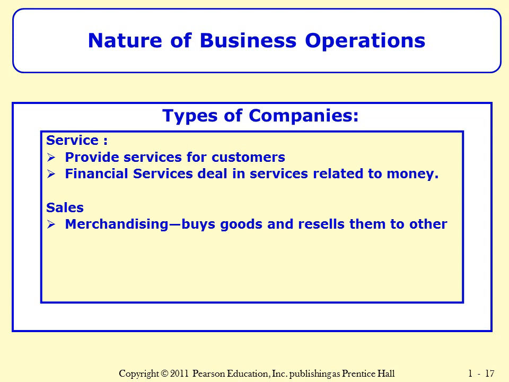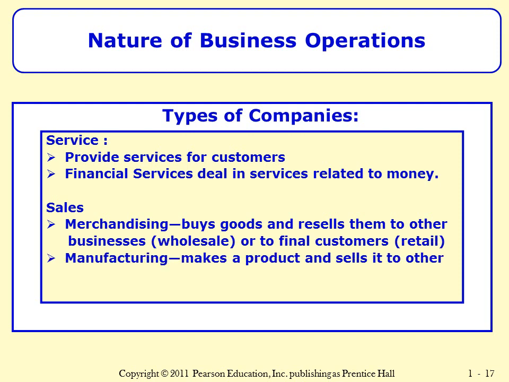So there's service, and then there's products, which they have here labeled as sales. And that would include merchandisers, which buys goods. A merchandiser buys goods already finished and then resells them to others, like a supermarket. A manufacturer buys ingredients or materials and makes products from those.